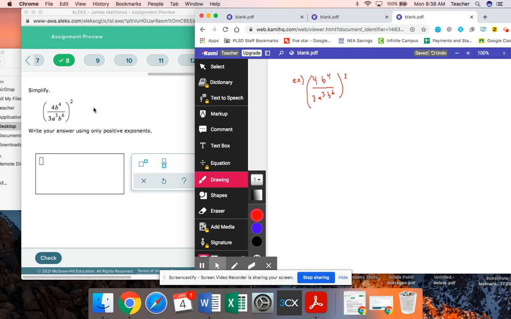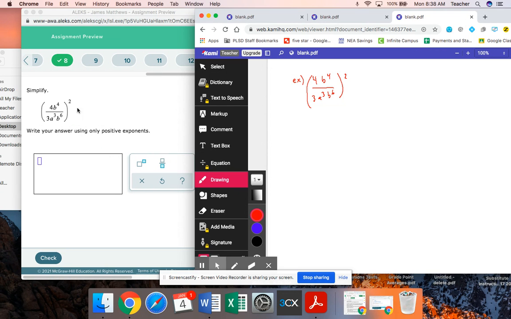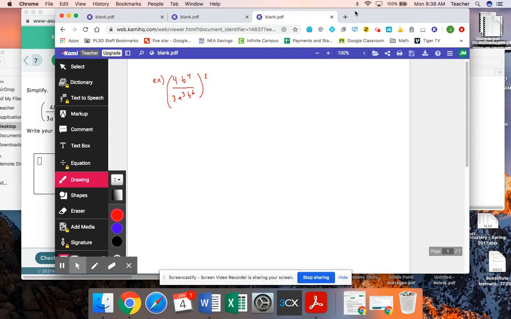All right, I'm going to continue some examples with exponents, properties of exponents. I'm going to go to Alex. Our homework assignment has a number of different ones. Let me do one that looks like this. There's a fraction, and then it's all raised to a power. I wrote it over here so I can do some work on it.